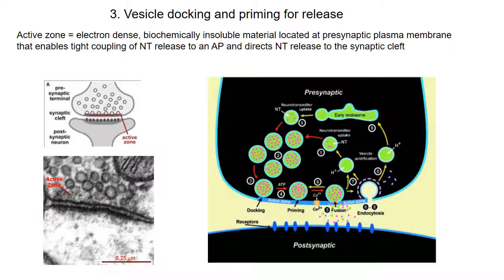The next step in the cycle is vesicle docking and priming for release. After we transport neurotransmitter inside of the vesicle and concentrate it significantly, now we need to deliver these vesicles to the active zones. Active zones, as we know, are those electron dense materials on this electron micrograph, at which release of neurotransmitter happens. This is the place where neurotransmitters are released into the synaptic cleft upon calcium entrance or upon arrival of an action potential.